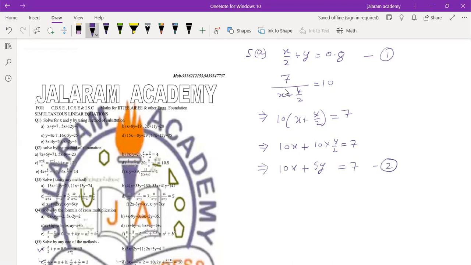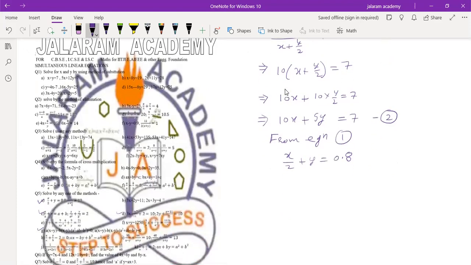Okay. And the first equation is x by 2 plus y equals to 0.8. So to simplify, if we multiply the whole equation with 2, x by 2 into 2 is x, plus y into 2, 2y, equals to 0.8 into 2, 1.6. Okay. Now how to solve these two? 10x plus 5y equals to 7 and x plus 2y equals to 1.6.